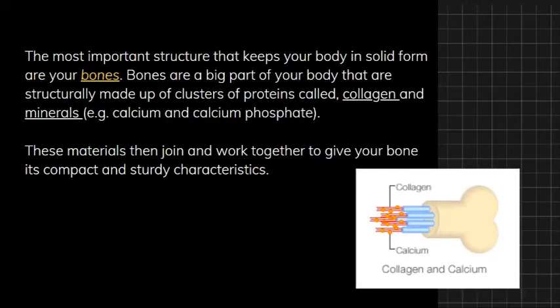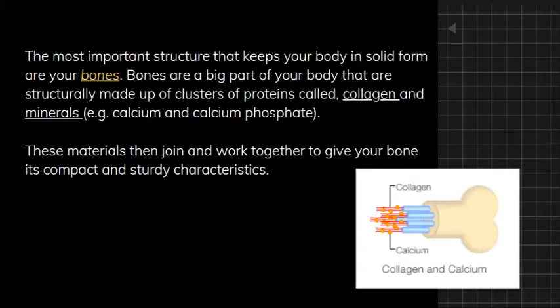So we have yung protein na tinatawag nating collagen. To be specific, we call that collagen na nasa bones natin. And of course, other minerals like calcium and calcium phosphate. So yun yung mga structure or materials na bumubuo sa bones natin. And these materials then join and work together to give our bone its compact and sturdy characteristic.